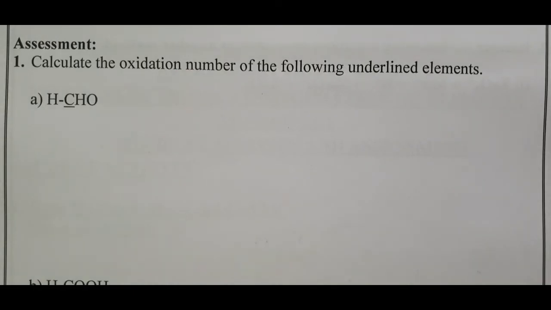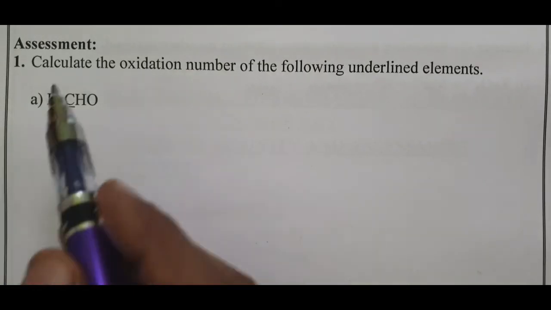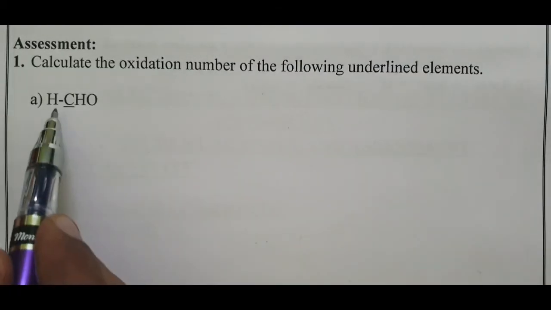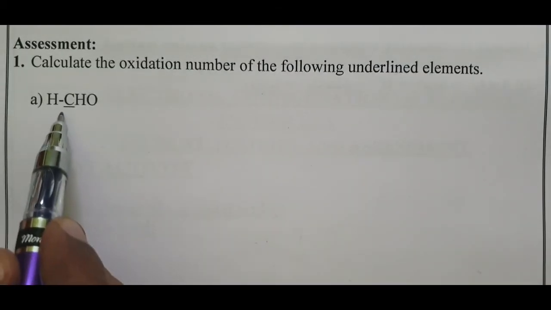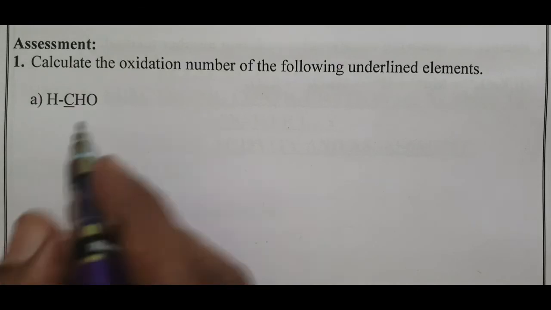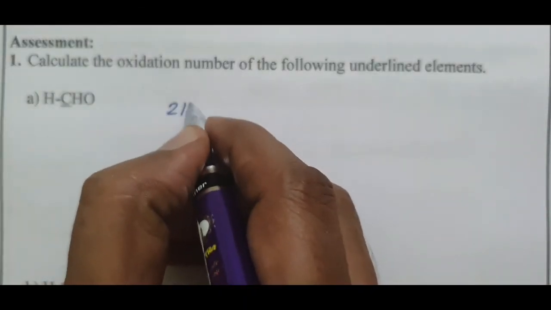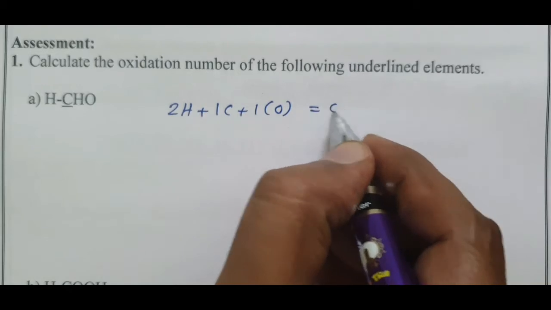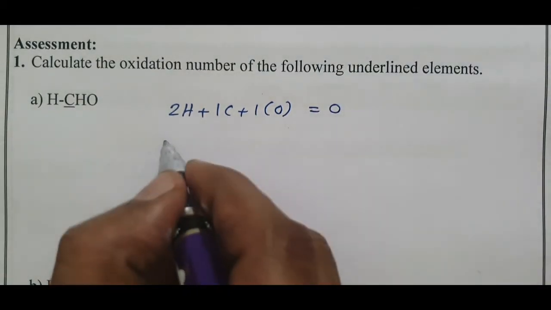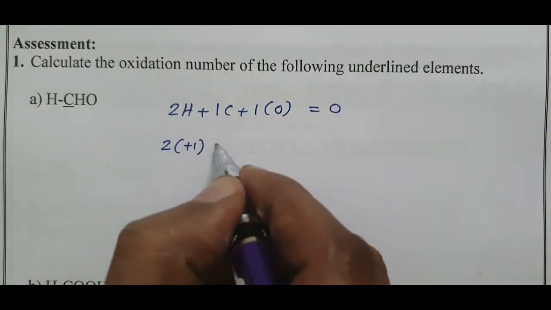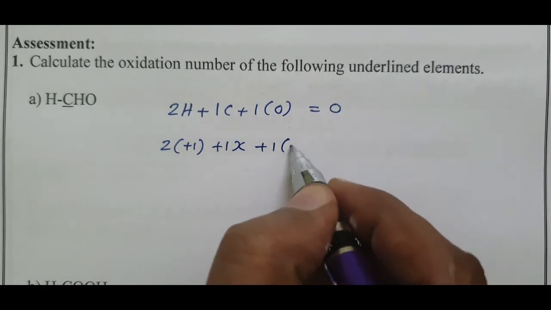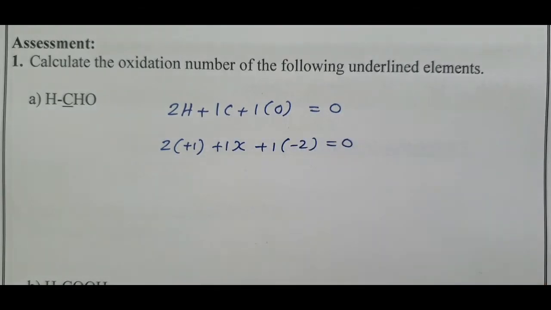Now come to the assessment part. Calculate the oxidation number of the following underlined element. Formaldehyde, we have to find out the oxidation state of carbon. Formaldehyde contains 2 hydrogen atoms, 1 carbon atom, 1 oxygen atom, total oxidation state equal to 0. Hydrogen oxidation state +1, we have to determine the oxidation state of carbon, therefore put it as X. Oxygen oxidation state -2, equal to 0.